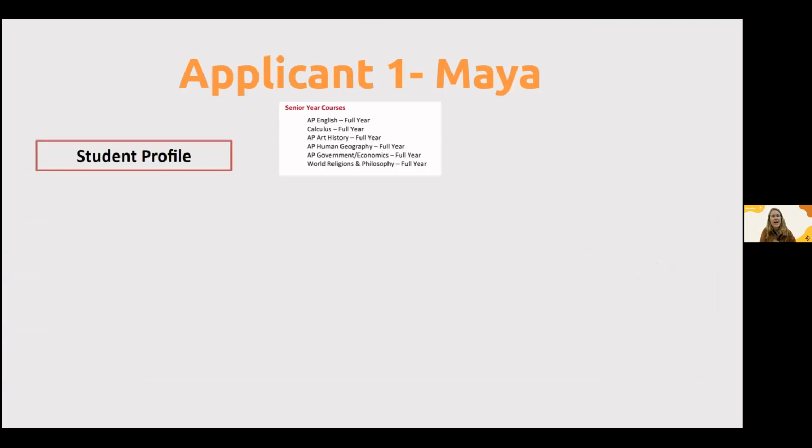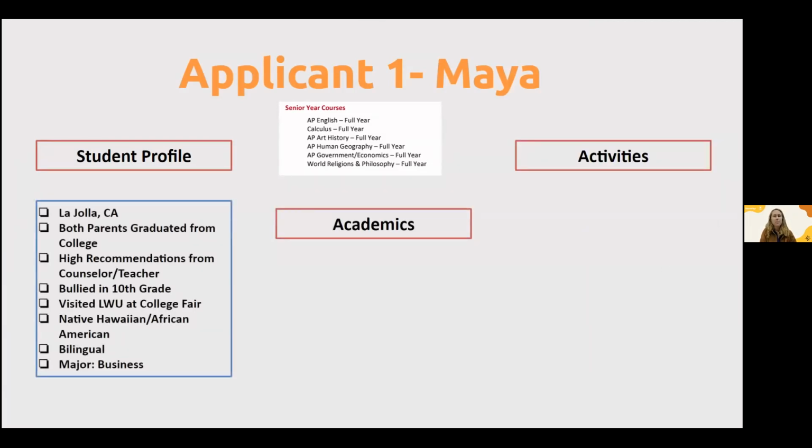Now we're going to look at each of the categories we mentioned: student profile, academics, and activities. So for her student profile, these are some basics about this student. She's from La Jolla, California. That way it gives you perspective of their surrounding area.